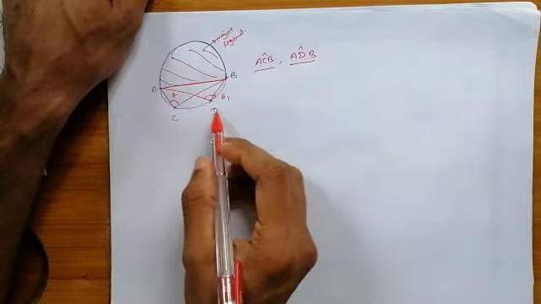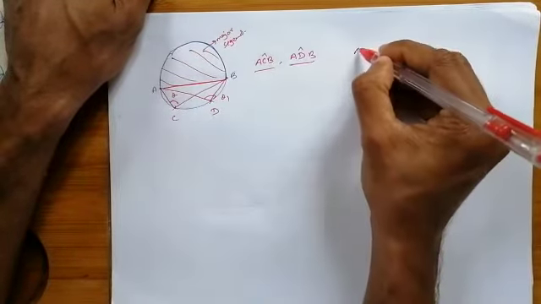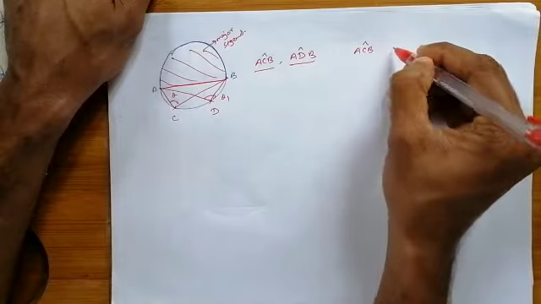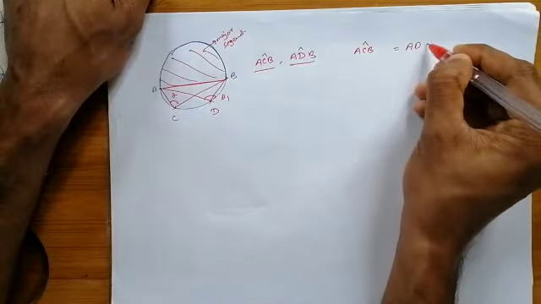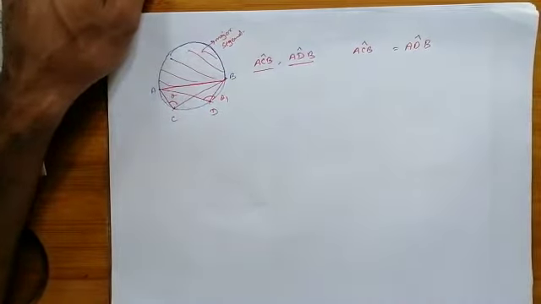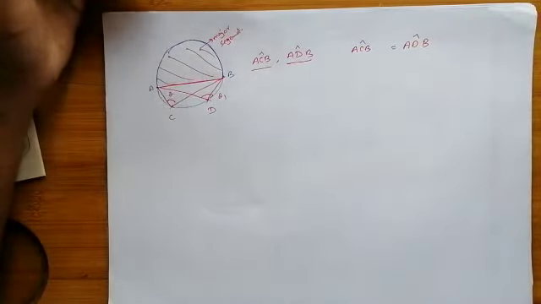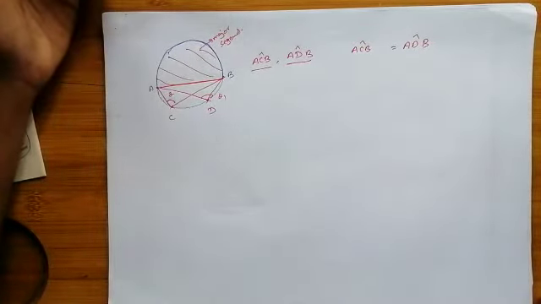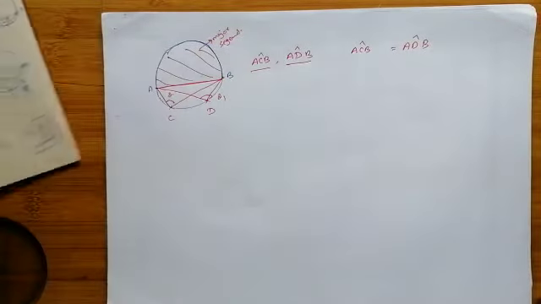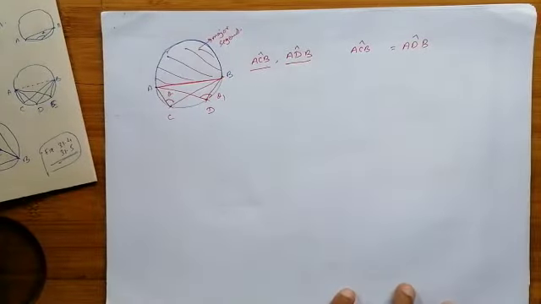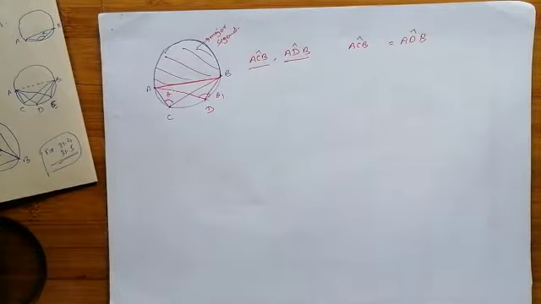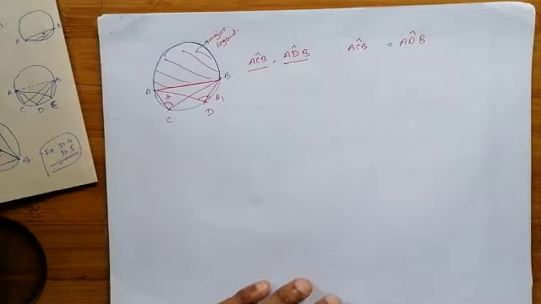So those are in the same segment. Angles in the same segment are equal. Without being equal, they cannot exist in the same segment. So if two or more angles are on the major segment or the minor segment, all those angles are equal. So that is our second theorem.